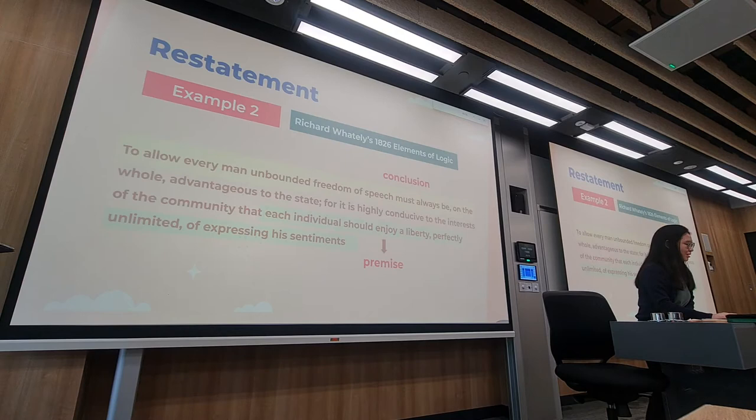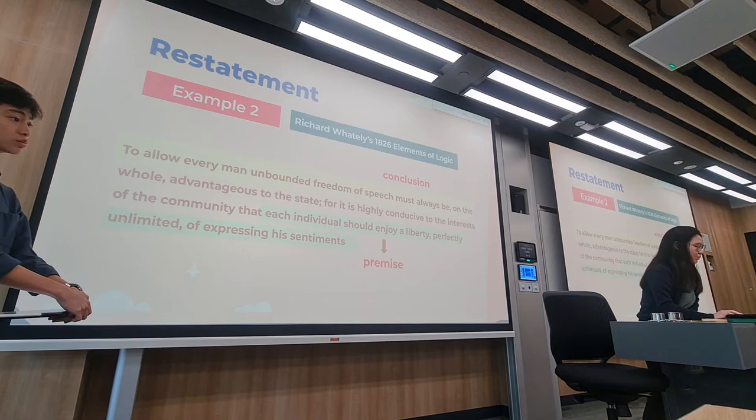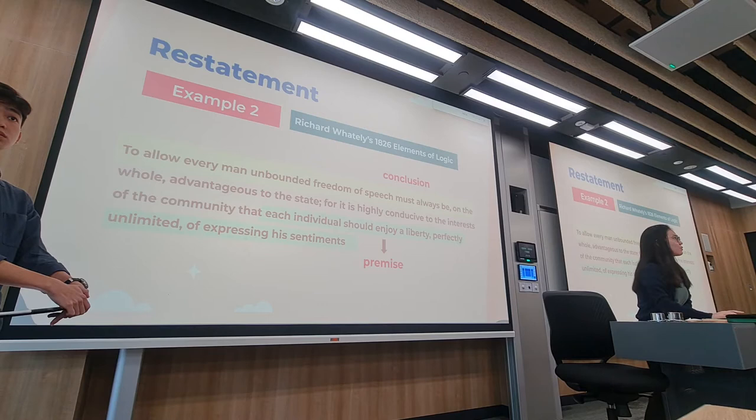And for the second example, we have a slightly more complicated argument. It is from the famous philosopher Richard Whately's 1826 book, Elements of Logic. The argument says, "Although every man unbounded freedom of speech must always be, on the whole, advantageous to the state, for it is highly conducive to the interests of the community that each individual should enjoy a liberty perfectly unlimited of expressing his sentiments."